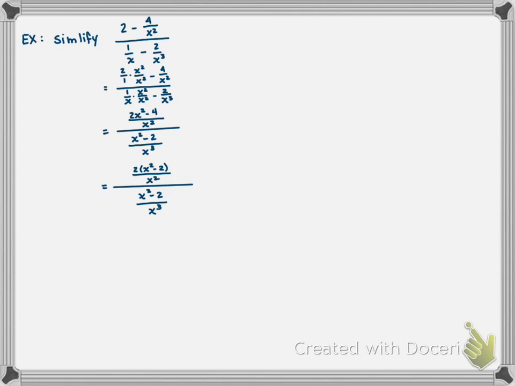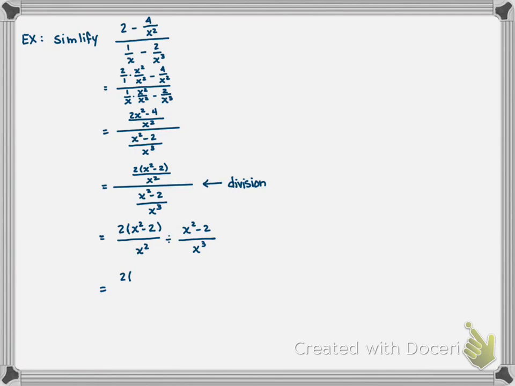And then from this point, I just want to do division. So again, this is a problem we've already learned how to do, right? We can do division of fractions. Remember that fractions represent division. So we can write this as 2 times x squared minus 2 over x squared divided by x squared minus 2 over x to the third. And how do we do division? Yeah, we multiply by the reciprocal of the divisor.